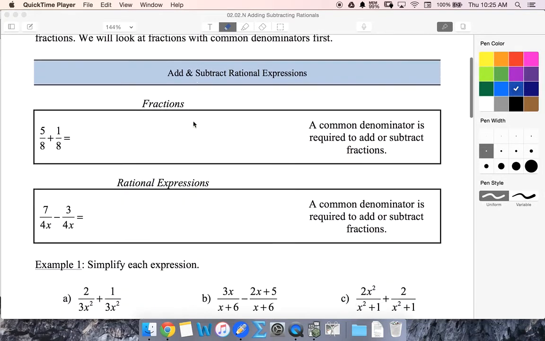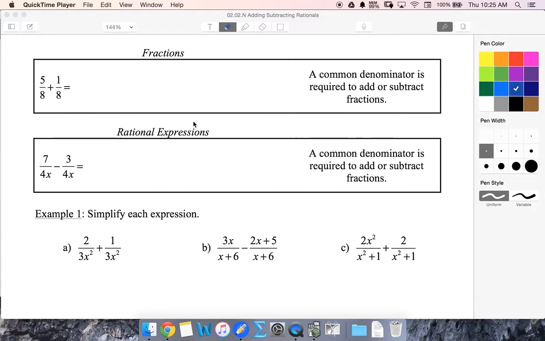If you have a common denominator, of course all you need to do is add the numerators, and the denominator stays the same because it's the common one. So we've got 6 out of 8, and then we simplify it to 3/4.